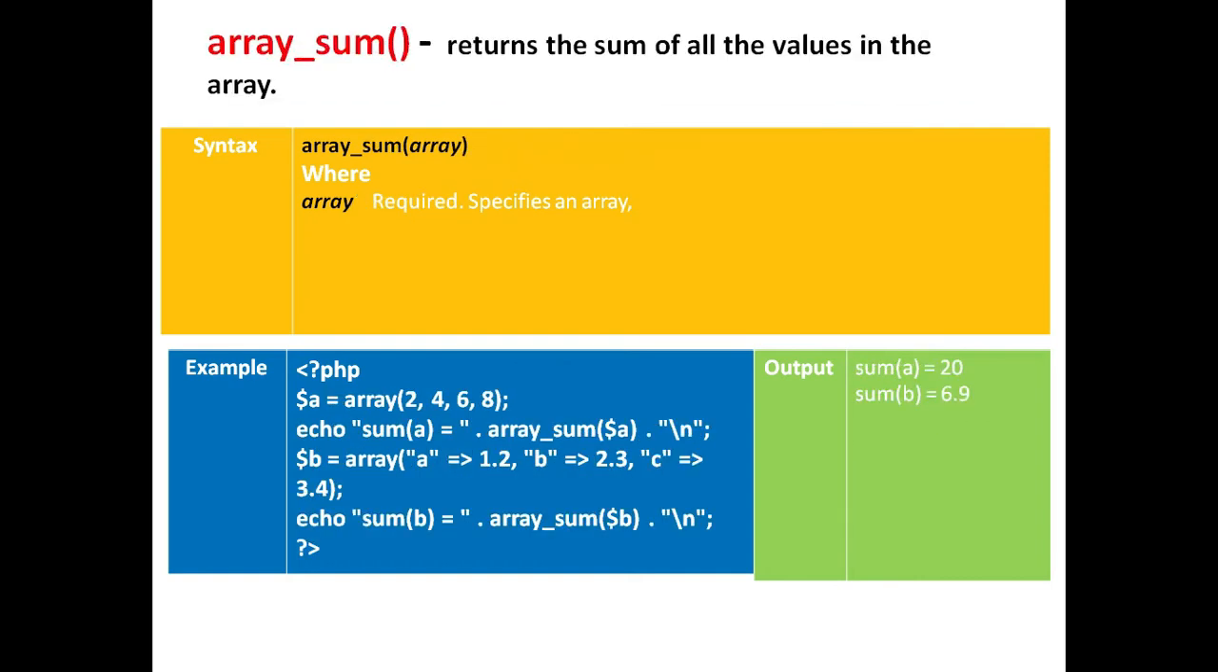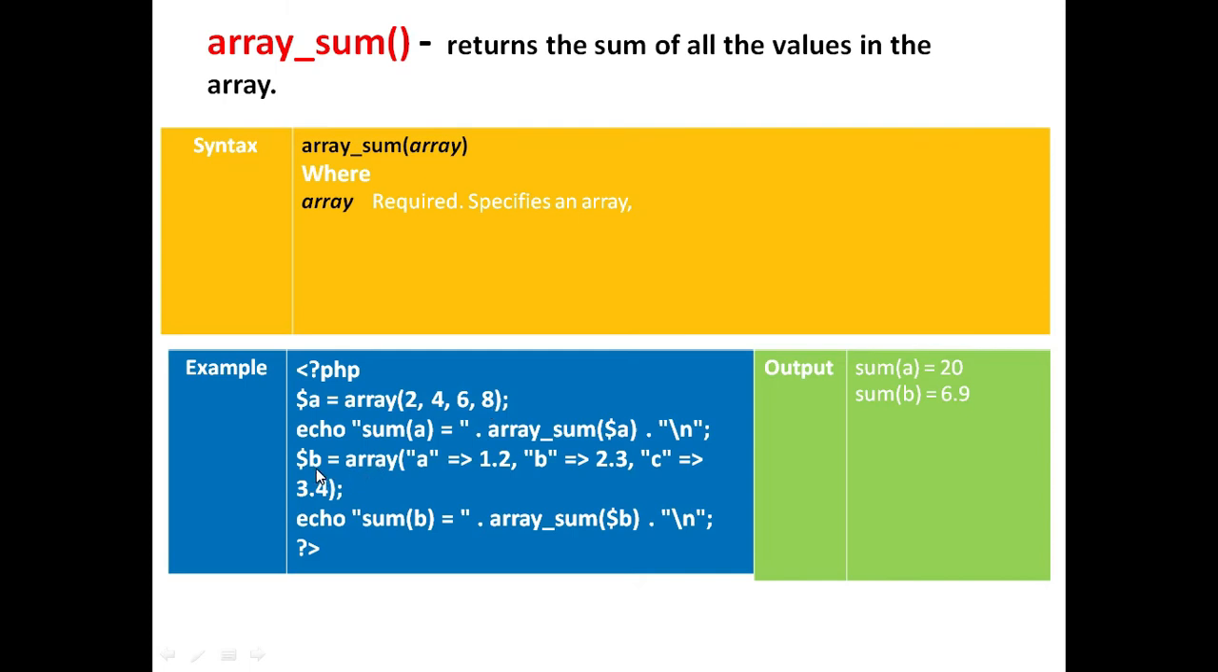Next is array sum, which returns the sum of all values in the array. General syntax is array sum and the name of the array. Here two arrays are defined, A and B. Array A contains the values 2, 4, 6 and 8, and when I use array sum of A, the output will be 20, which adds 2 plus 4 plus 6 plus 8.